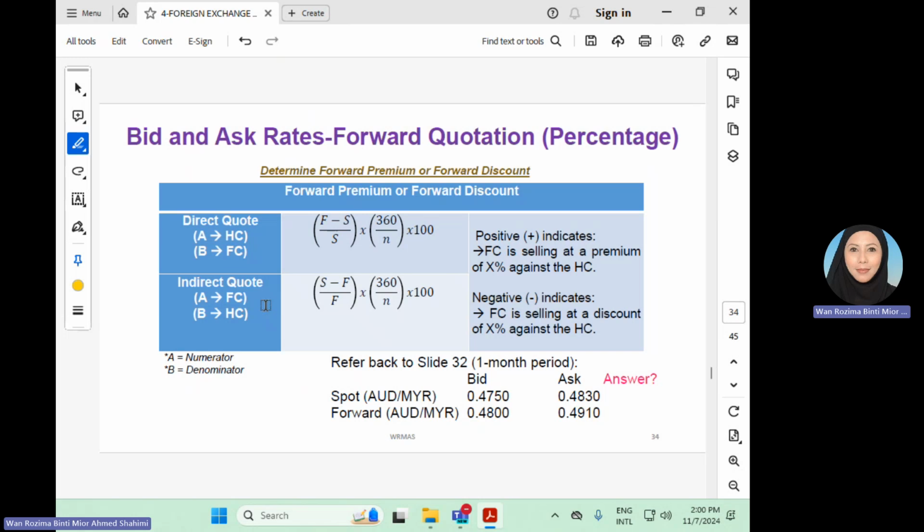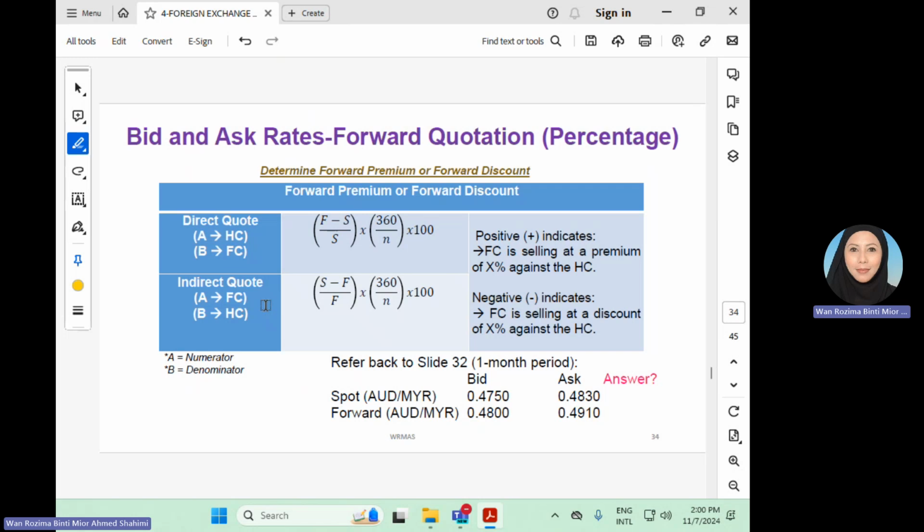Forward rate minus spot divided by spot times 360 divided by n. If you talk about monthly, replace that 360 with 12. This one is based on daily, okay class? If monthly, just simply 12 over n. If you talk about 4 months, then 12 over 4. And times 100.